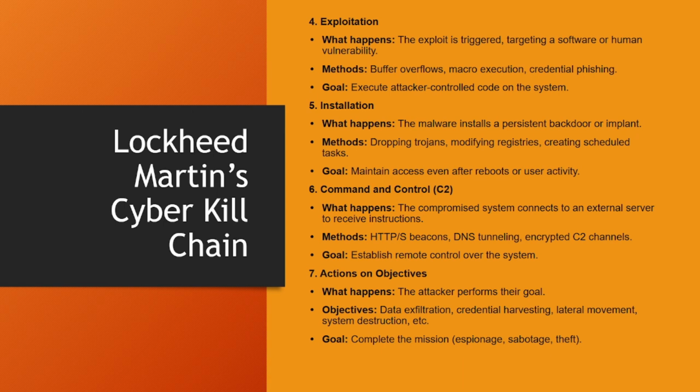Step 6 is command and control. This is what happens during this step. The compromised system connects to an external server to receive instructions. The methods are HTTPS beacons, DNS tunneling, and encrypted command and control channels. This is to establish remote control over the system, so the bad guy can keep on siphoning data and information, or just have general control of that particular system.